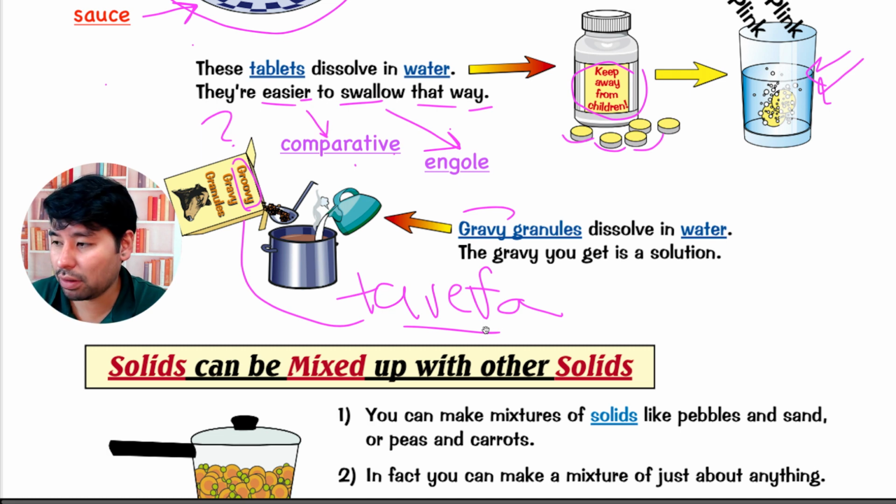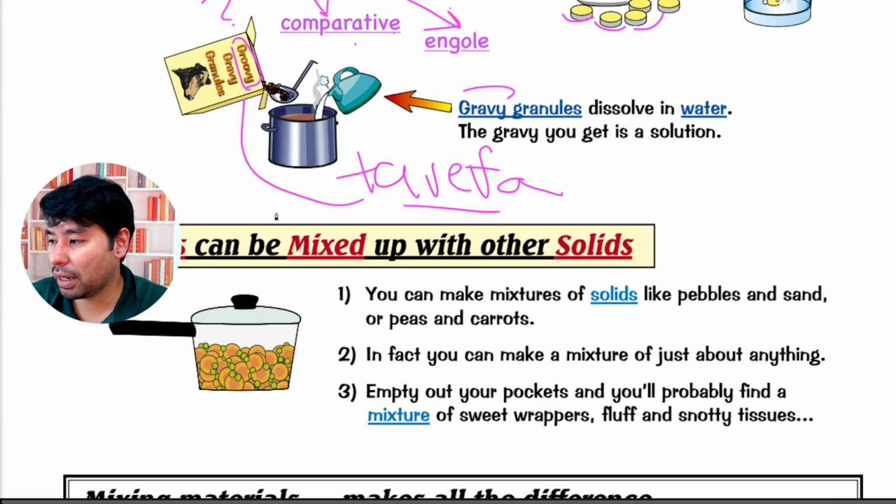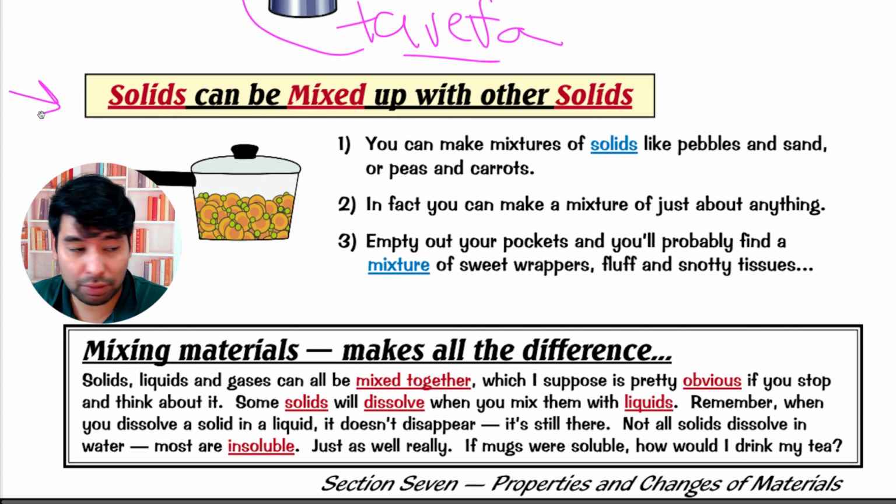So no problem. I think we could understand the three examples that we had here, right? So we can use gravy, we can use sugar, yeah. So this is how we mix, this is how we make solutions, essa mistura. And then we go here to the last part, right? Can you see that? So read the subtitle here. Solids can be mixed up with other solids. Wow, interesting, right? Solids, I mean, we are not talking about something liquid anymore. We're talking about solids. You can mix them with another solid product. So, let's see how it works.